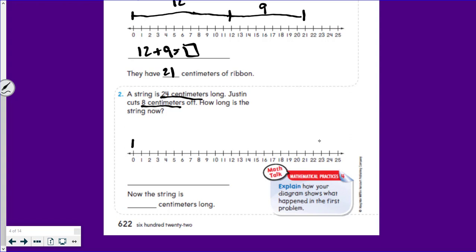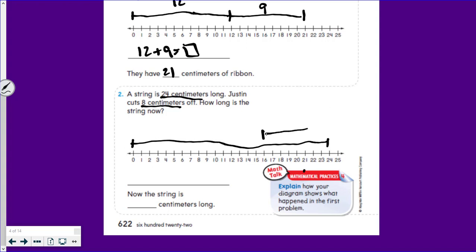So we'll draw our diagram. There's 24 all the way over there, and we'll draw a line all the way over. Mine's probably not going to be super straight because I'm drawing on this tablet. There we go. But then he cut 8 centimeters off, so we have to go back 8. 1, 2, 3, 4, 5, 6, 7, 8. And so we should end at 16 if I counted correctly.